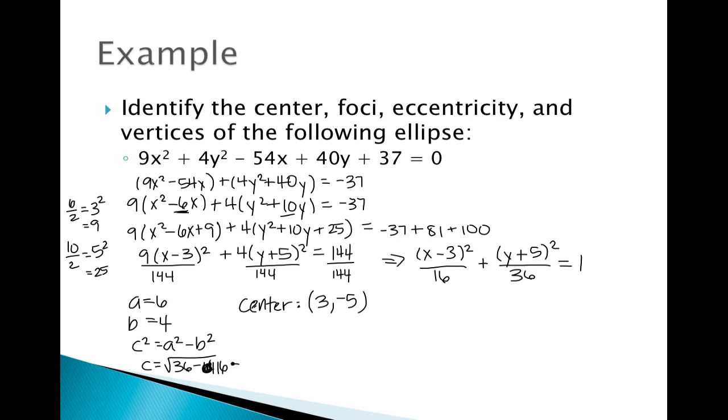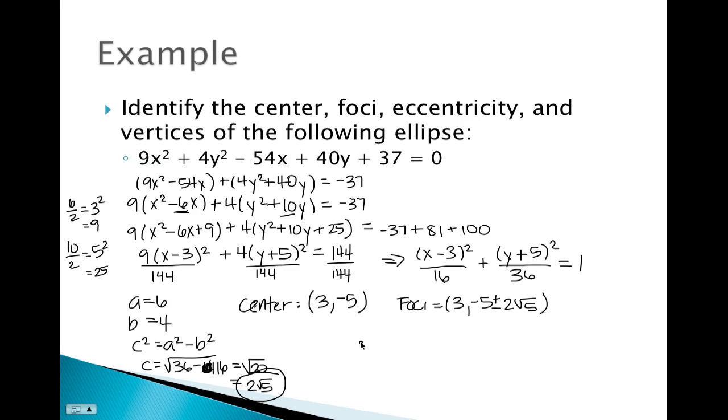That's a 16, which equals the square root of 20. And this simplifies to 2 square root of 5. So this is what's going to be added to our center. And because this is a vertical major axis, because our larger number's underneath the y, we're going to add and subtract this number to our y coordinate of our center. So our foci can be written as, and we'll go ahead and write that over here, foci equals 3 comma negative 5 plus or minus 2 square root of 5.